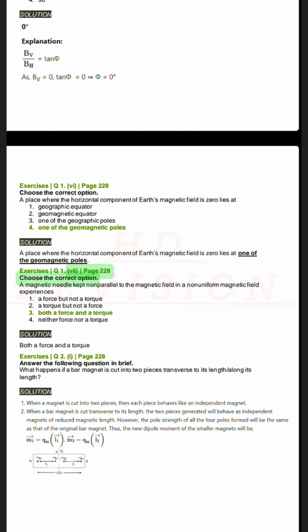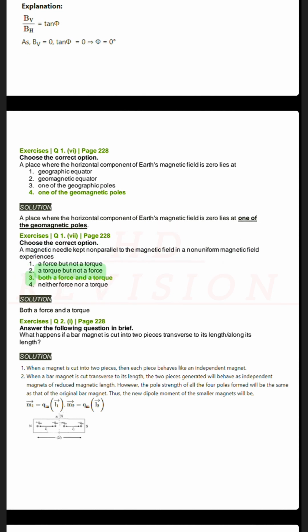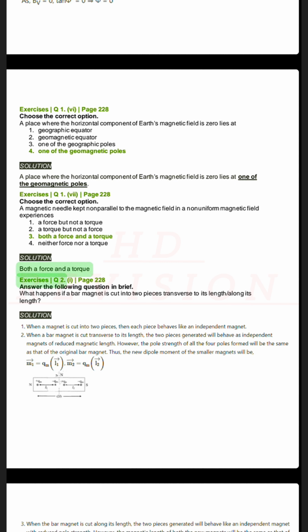Exercises, Q1, V, page 228. Choose the correct option. A magnetic needle kept non-parallel to the magnetic field in a non-uniform magnetic field experiences 1, a force but not a torque, 2, a torque but not a force, 3, both a force and a torque, 4, neither force nor a torque. Solution. Both a force and a torque.